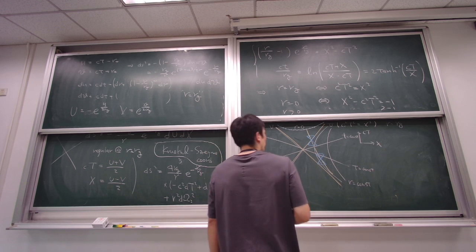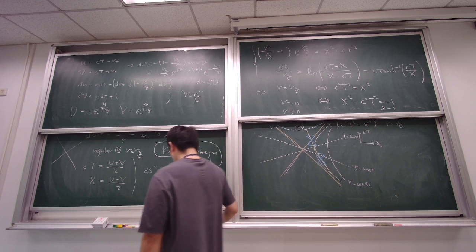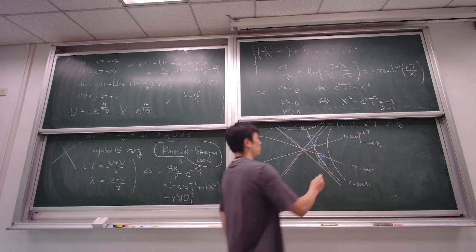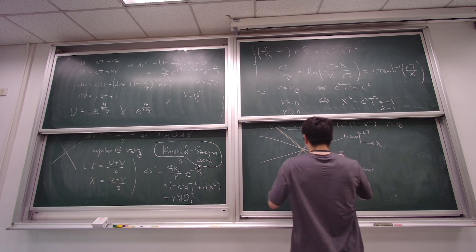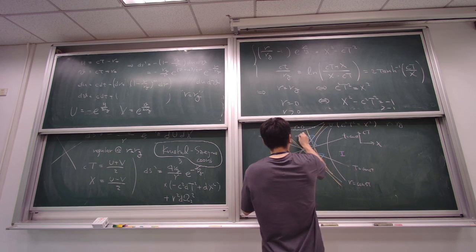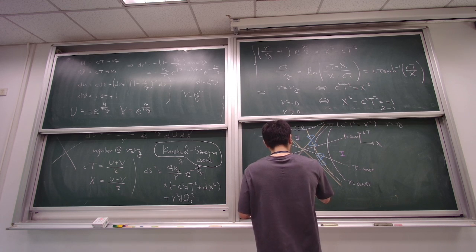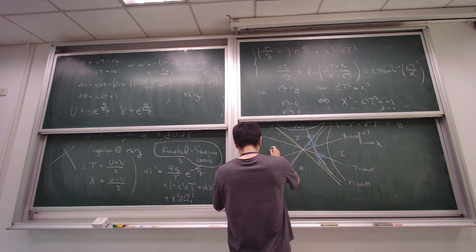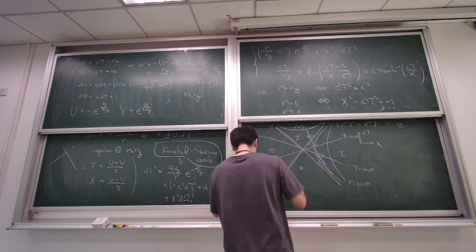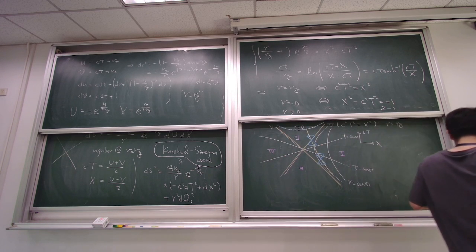Unfortunately, I'm running out of colors, so maybe we can call this one number 1, and then number 2, and number 3, and then number 4, like this one. Okay.